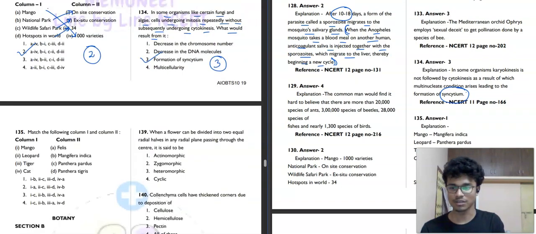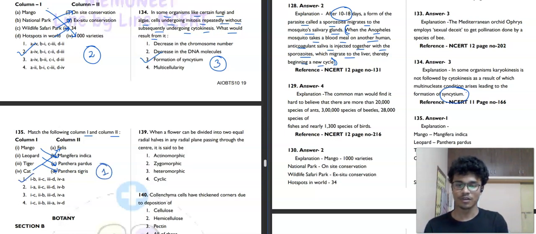Now, moving towards the next question, match column first with column second. First is mango. The scientific name of mango is Mangifera indica. Then leopard. The scientific name of leopard is Panthera pardus. Then tiger. The scientific name of tiger is Panthera tigris. Then cat is Felis. So considering all these options, you can see that the first option will be your correct answer for this question.